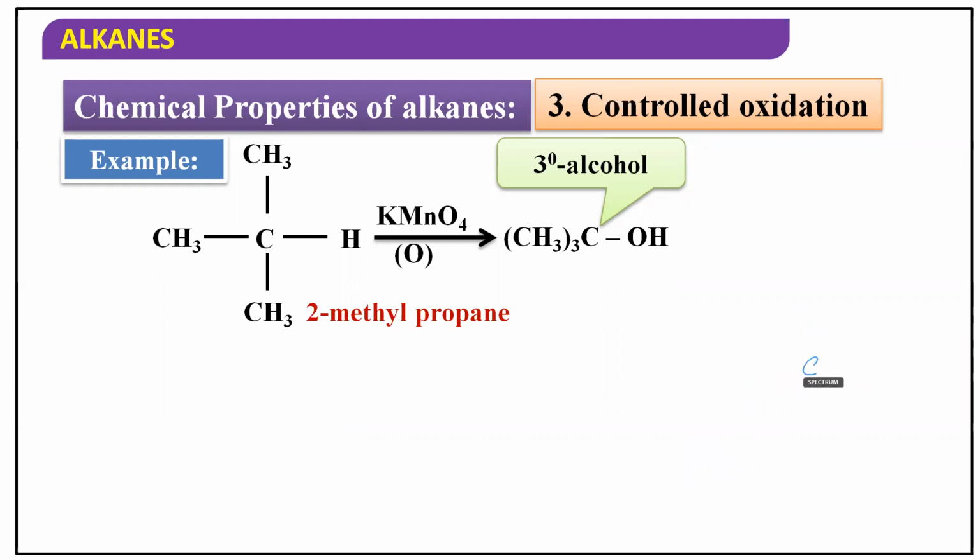If it is CH2OH, this is a 1 degree alcohol. CHOH, 2 degree alcohol. This is COH, this is a 3 degree alcohol. So a 3 degree alcohol is formed here, right?